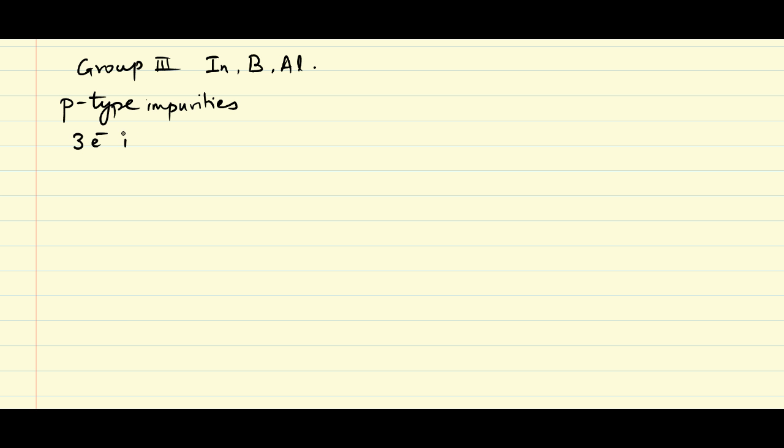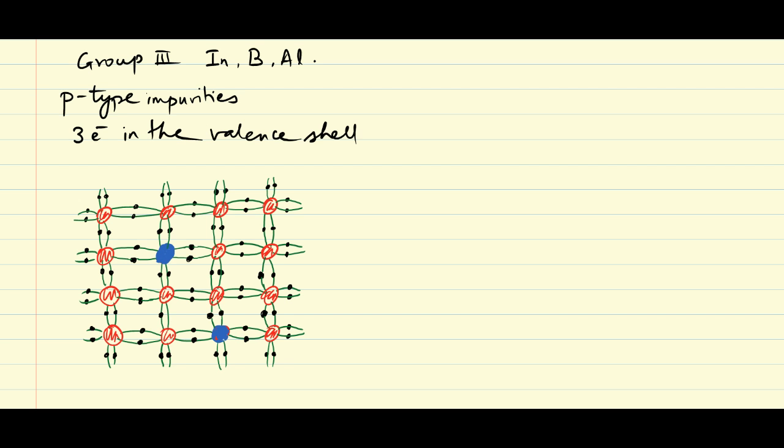We can similarly dope a silicon crystal with an element from group 3 of the periodic table like indium, boron or aluminium. These dopants are called p-type impurities, and each one of them has 3 electrons in the valence shell. Let us consider the example of a silicon crystal which has been doped with boron.